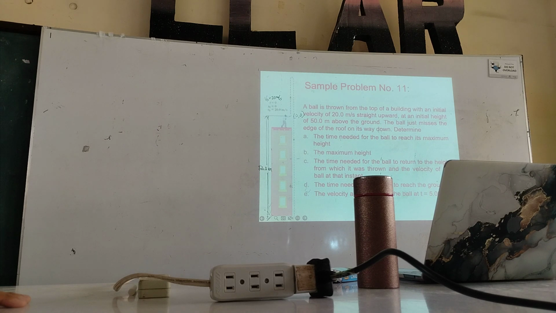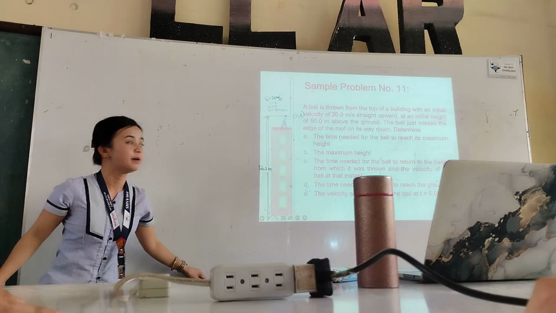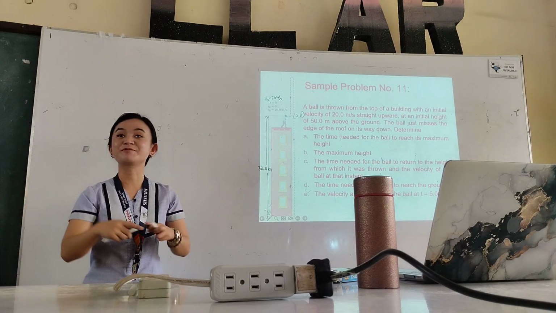Actually, time first, before the maximum height. Time first: V is equal to V0 plus gt. What is your final velocity V? Zero, because the ball is at rest. It stops at the top.